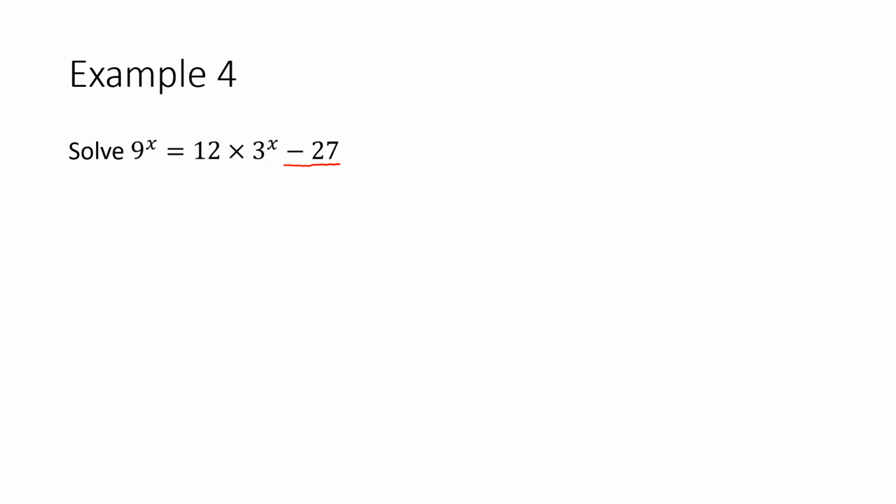Okay, so this type of question, it's a little bit non-obvious, but it is a quadratic in disguise. Let me show you how that works. I'm going to put everything onto one side. So I'm going to rewrite it as 9 to the power of x minus 12 times 3 to the power of x plus 27 equals 0. So I've just taken that onto the other side, and I've taken that onto the other side as well.